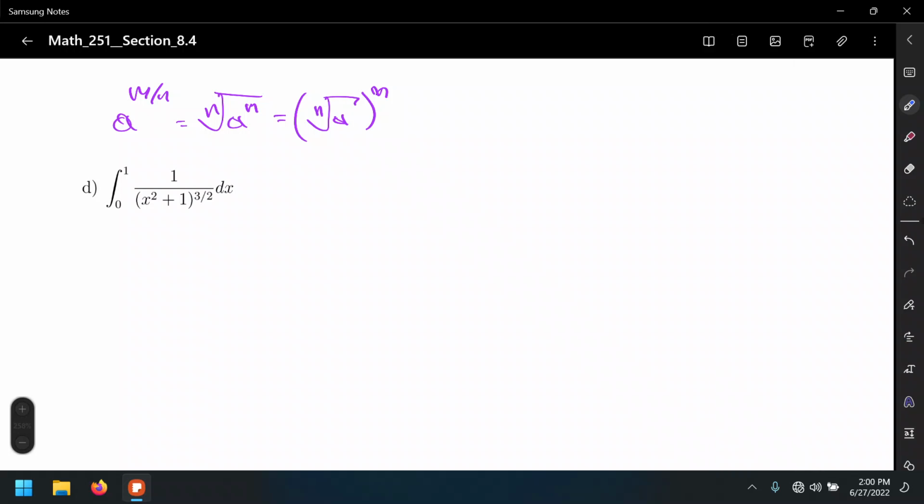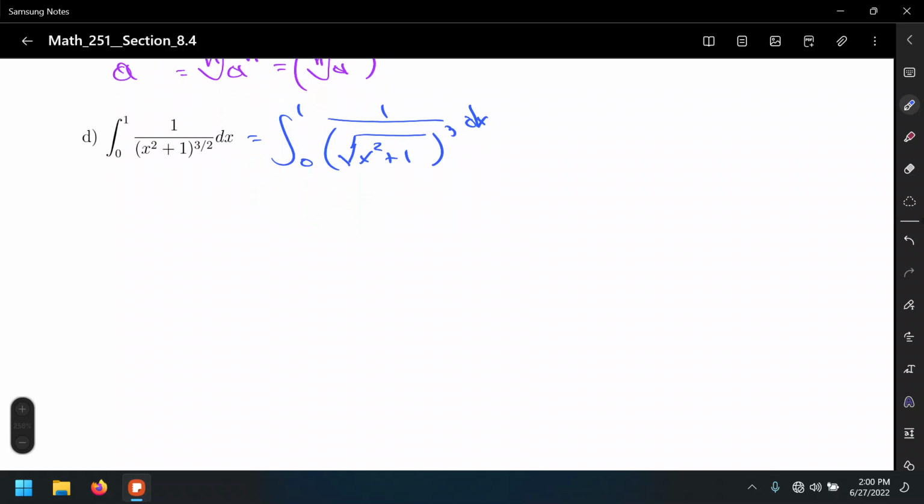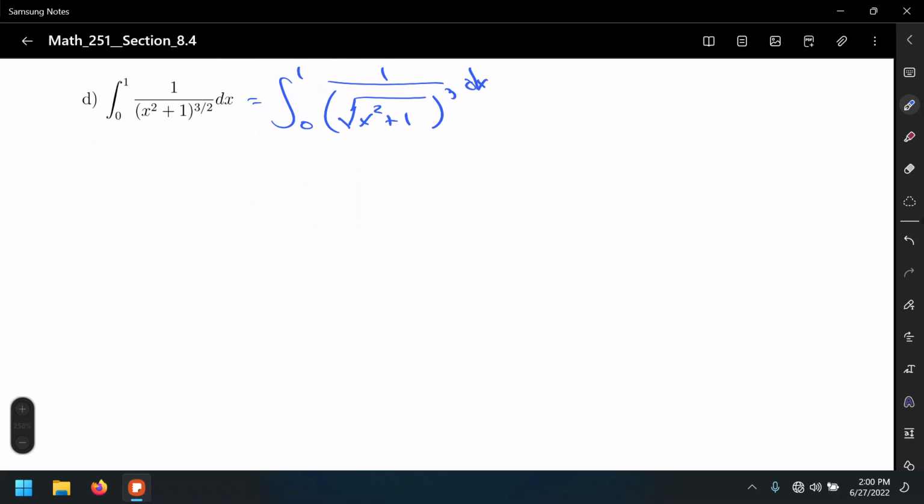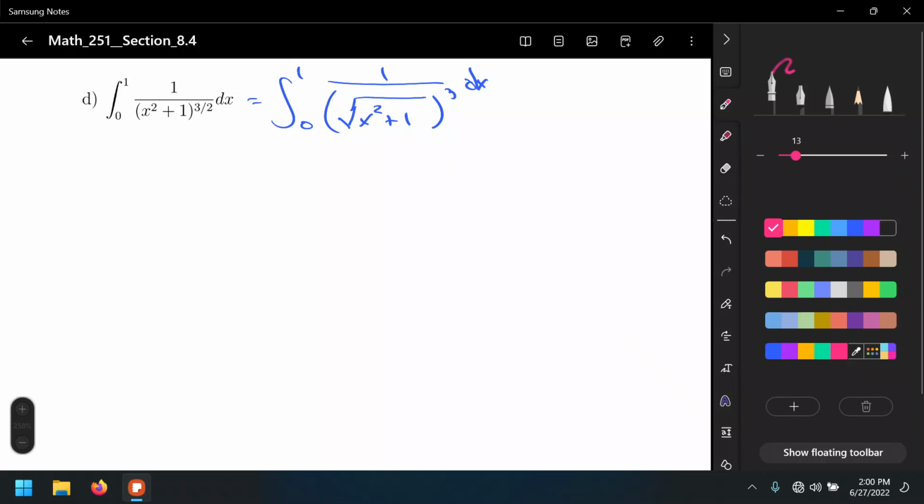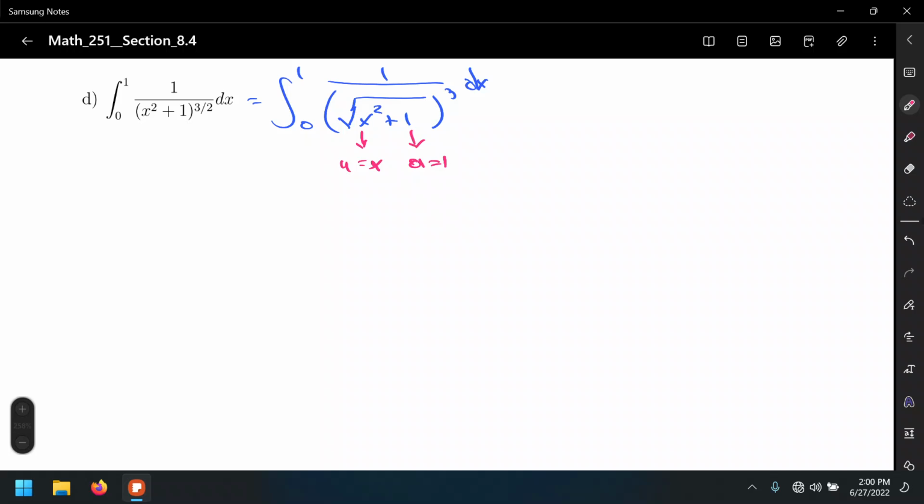So that's the integral from 0 to 1, the square root of x squared plus 1, quantity cubed. And well, from there, let's figure out the substitution. Number 1. Do we have a difference of squares or do we have a sum of squares? Sum of squares. So those quantities, in this case, u equals x and a equals 1, those two quantities will be the ones that will label the triangle.